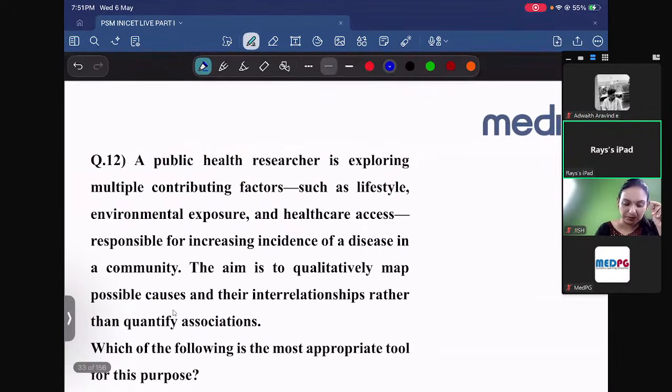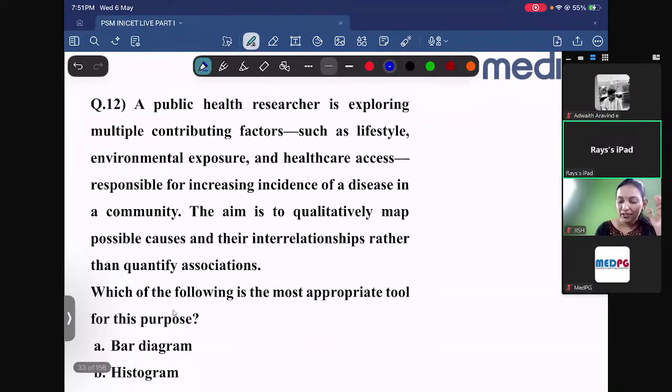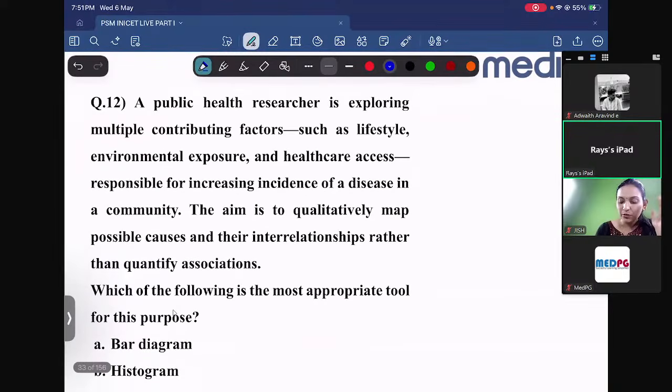Moving on to the next question. A public health researcher is exploring multiple contributing factors such as lifestyle, environmental exposure, and healthcare access responsible for increasing incidence of disease in a community. The aim is to qualitatively map possible causes and their interrelationship rather than quantify associations. So somebody is doing research and their aim is to find out qualitative factors, not to quantify the associations. So which is the most appropriate tool?